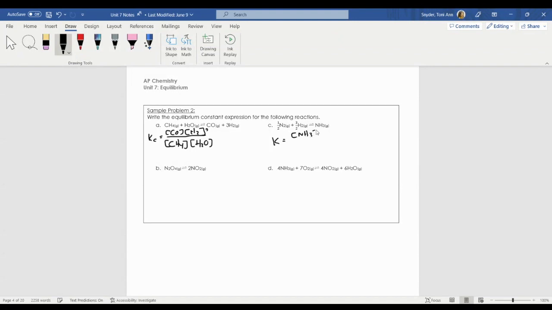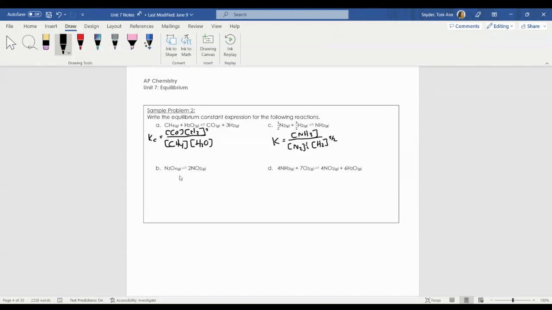Concentration of my reactants raised to the first power because its coefficient is 1, over my nitrogen raised to the 1/2 power, actually, times hydrogen raised to the 3/2 power. Yes, you can have fractions. Is College Board going to give you fractions? Probably not, but it's always good to see some because it's the exact same thing.